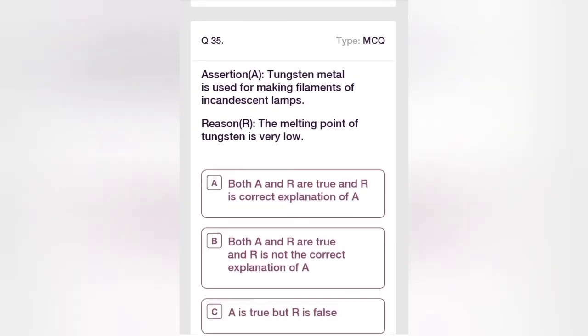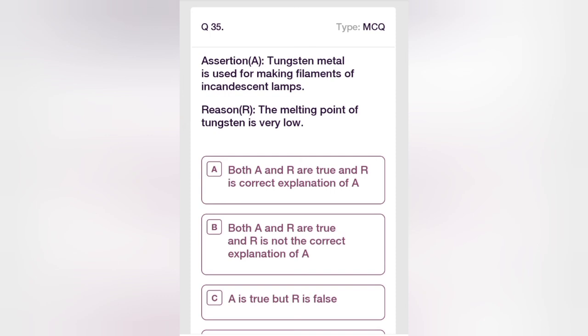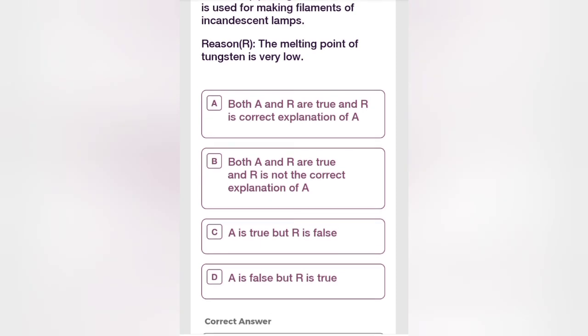Next question. Assertion: Tungsten metal is used for making filaments of incandescent lamps. Reason: The melting point of tungsten is very low. Now the assertion is right, it is used for making filaments of incandescent lamps, but the melting point of tungsten cannot be low, it must be high. So the reason is false, the assertion is true. Then option C is right. A is true but R is false. Option C is the correct answer.